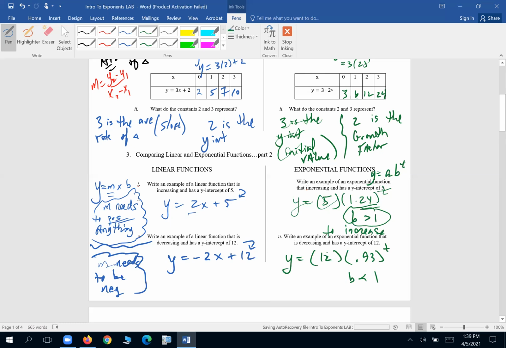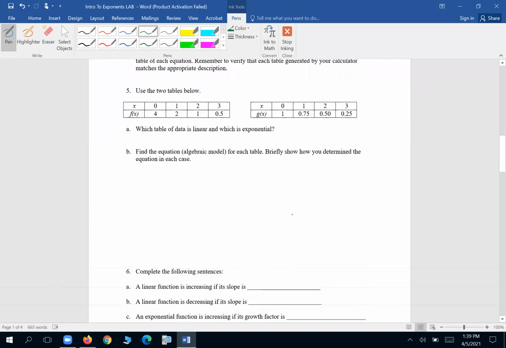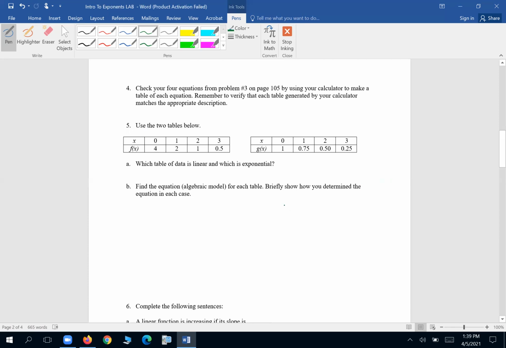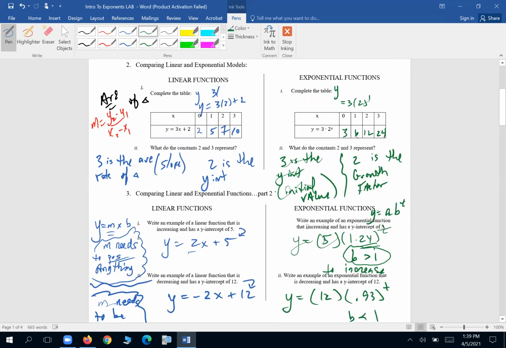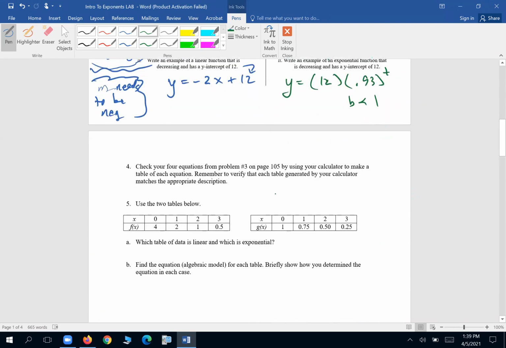Is that okay? Now going forward here to the second page, and then we'll stop this video. I don't know how many more questions there are, a couple. Let's see what 4 says. Check your 4 equations using your calculator to make a table for each function. Remember to verify each one from problem 3 on page 105. We don't have page 105 with us, so we'll have to just negate that problem.